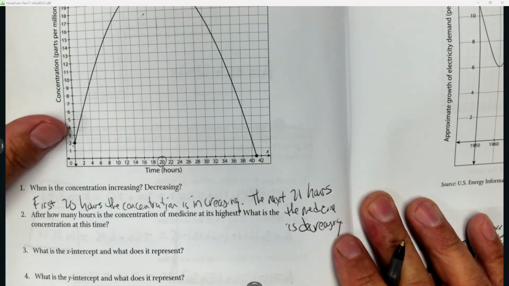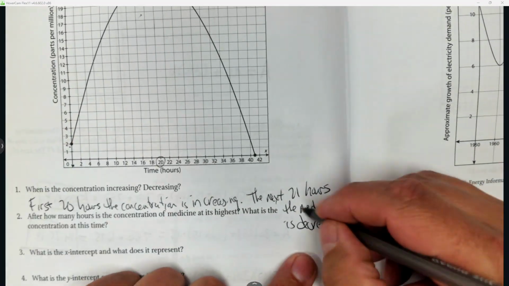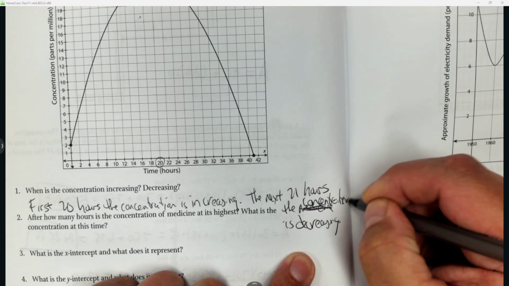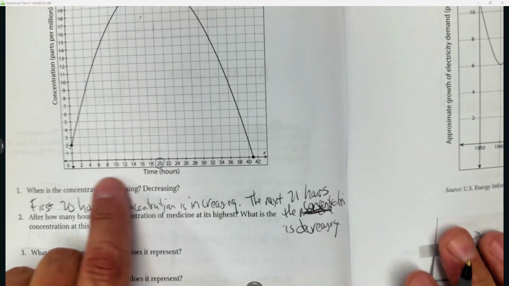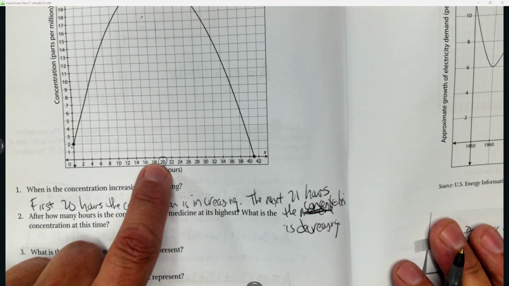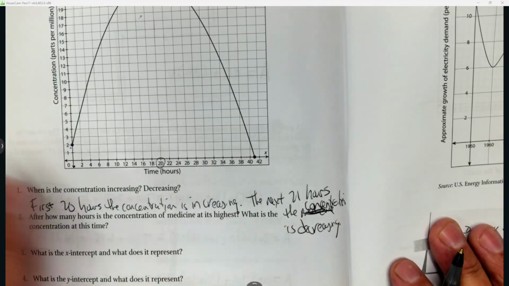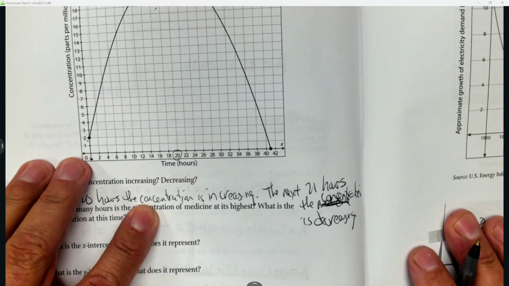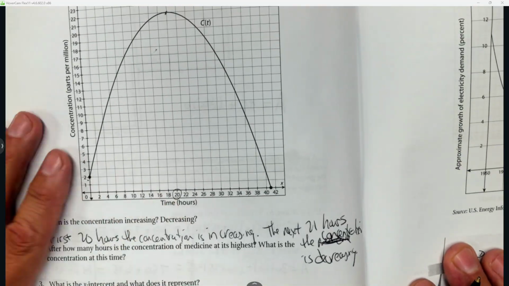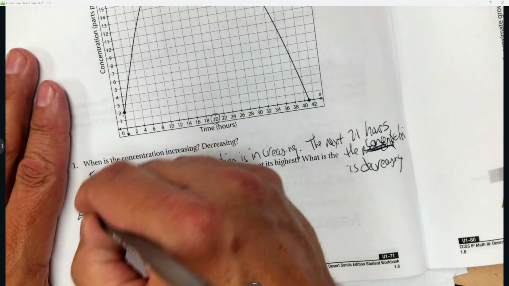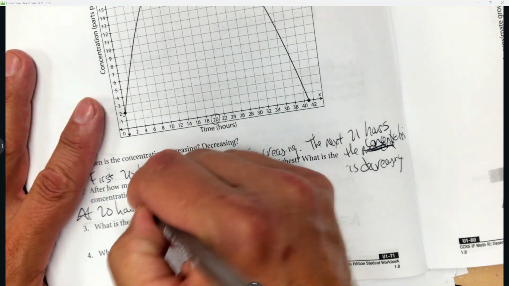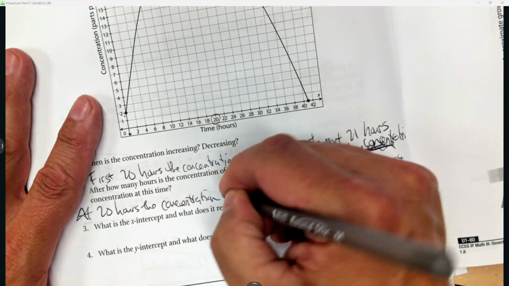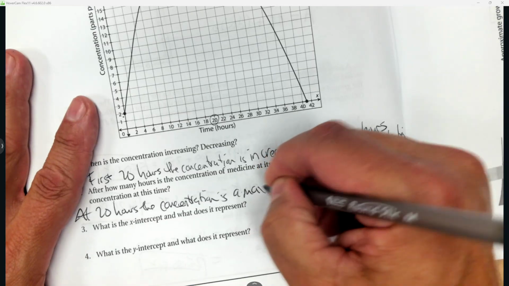And this is the concentration. So the next 20 hours, the concentration is decreasing. Let's use that word. Concentration. So the concentration of medicine is increasing over the first 20 hours, and then the next 21 hours, it is decreasing. After how many hours is the concentration of medication at its highest? So that we said that. So it's at its highest at 20 hours. And we can call that a maximum.